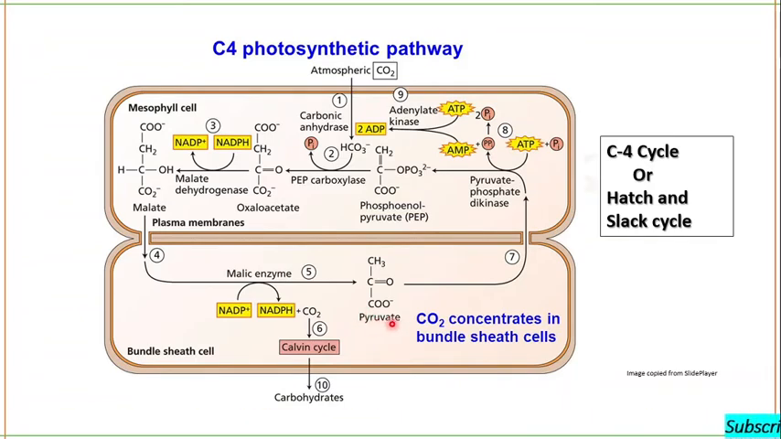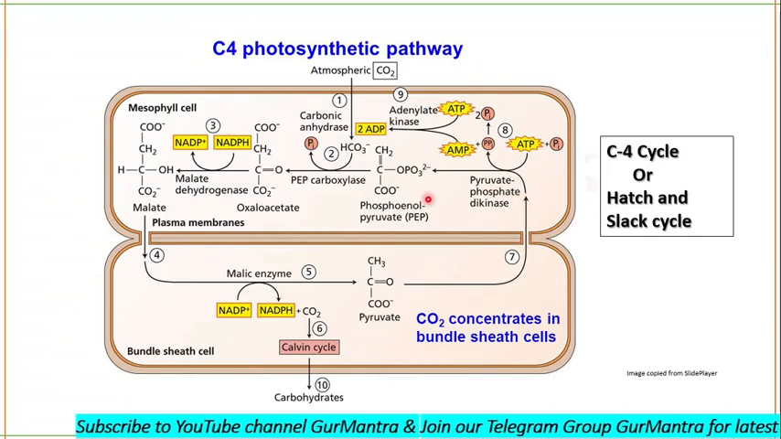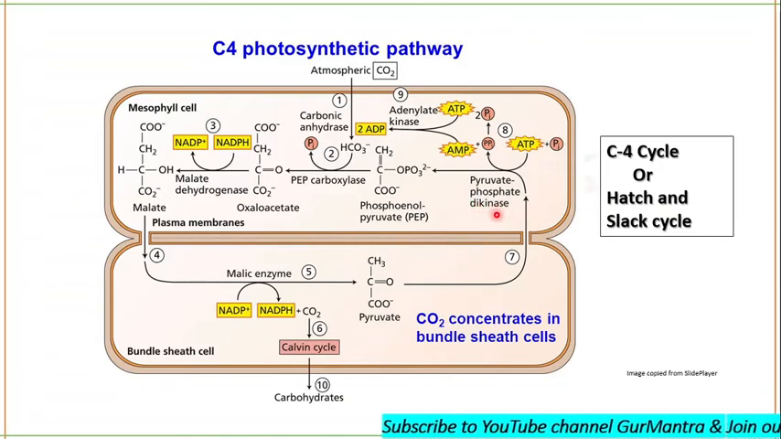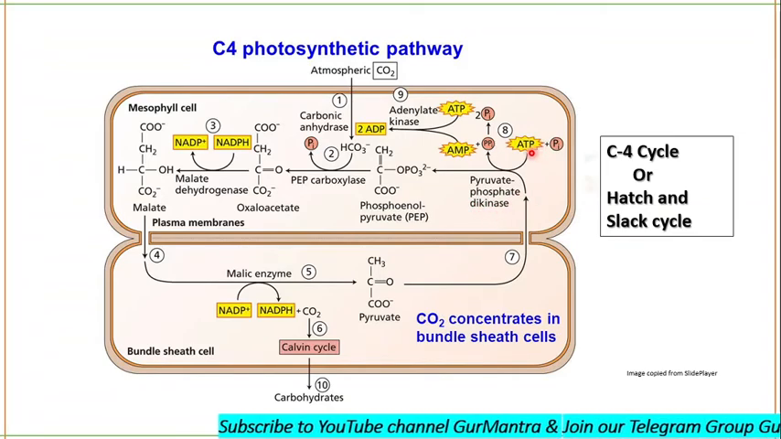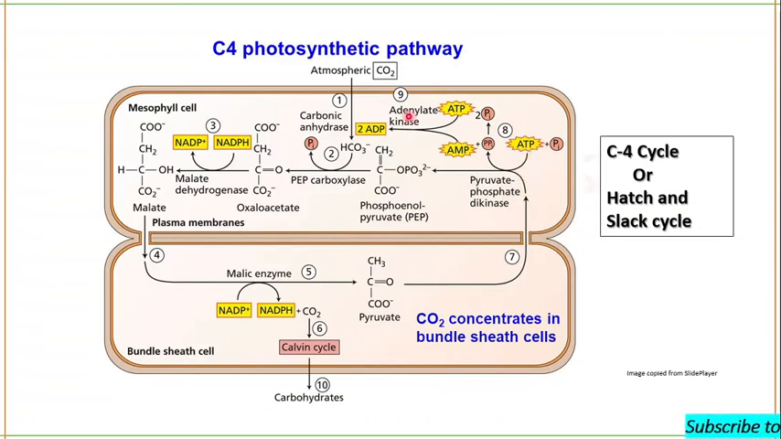So this pyruvate will leave the bundle sheath cell and go back to the mesophyll cell, where it gets converted into phosphoenol pyruvate. And here pyruvate phosphate dikinase will play its role, which will use 2 ATPs. Instead of 1, there is the use of 2 ATPs, which will get converted into ADP.